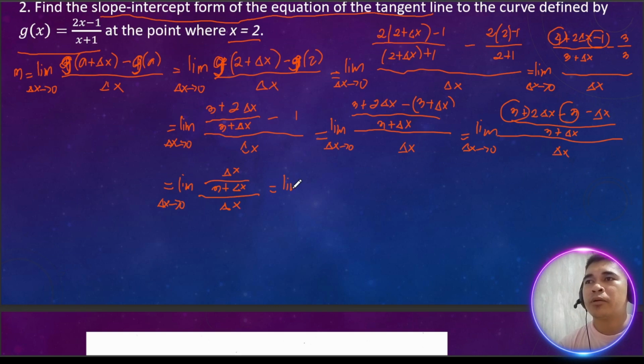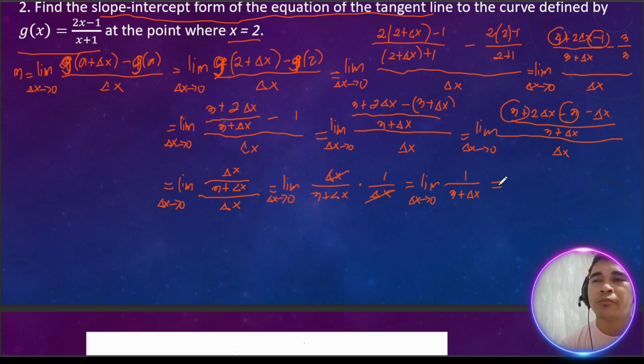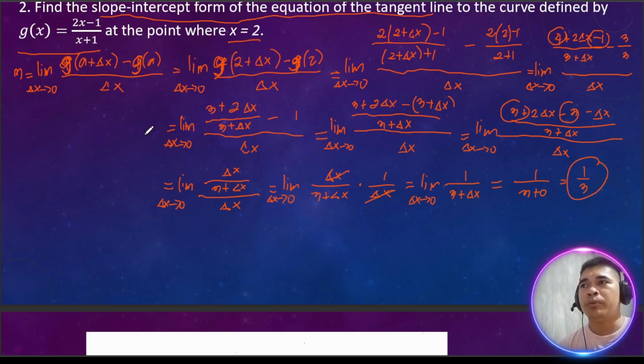So, applying the reciprocal multiplication, delta x over 3 plus delta x times 1 over delta x, as delta x approaches 0. So we cancel. The remaining is the limit of 1 over 3 plus delta x as delta x approaches 0. Substitute and find the limit. So we get 1 over 3 plus 0 equals 1 over 3. So that is the slope of this g of x, 2x minus 1 over x plus 1.